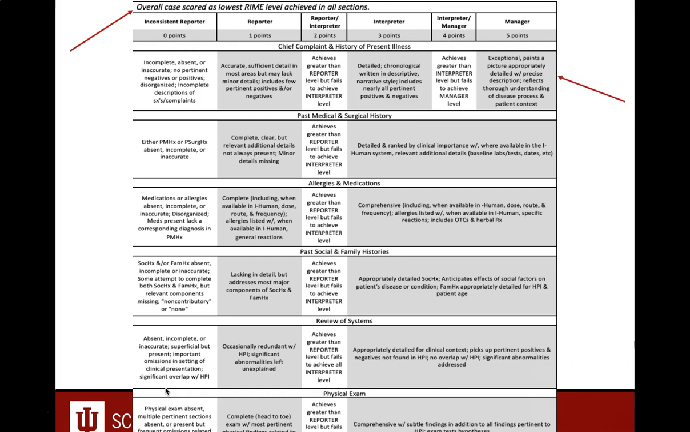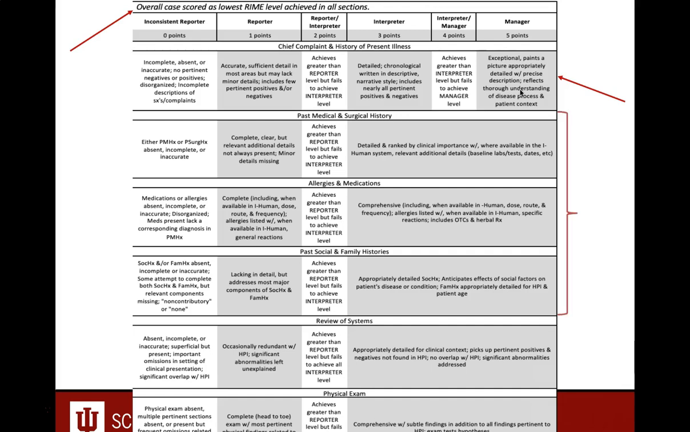On this line, you see your chief complaint and history of present illness, and you can see that there are anchors to describe the work in your H&P, from incomplete, absent, or inaccurate, no pertinent negatives or positives, disorganized, incomplete descriptions of symptoms and complaints, which would be an inconsistent reporter level of performance, all the way up to manager. Exceptional, paints a picture, appropriately detailed with precise description, reflects thorough understanding of disease process and patient context.